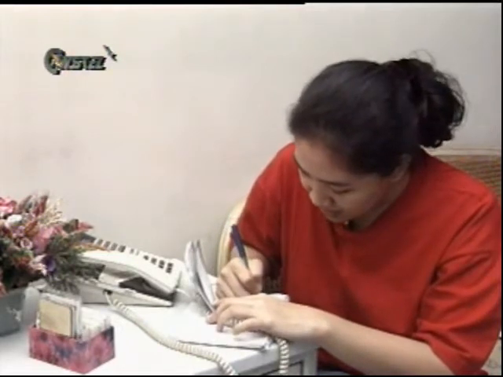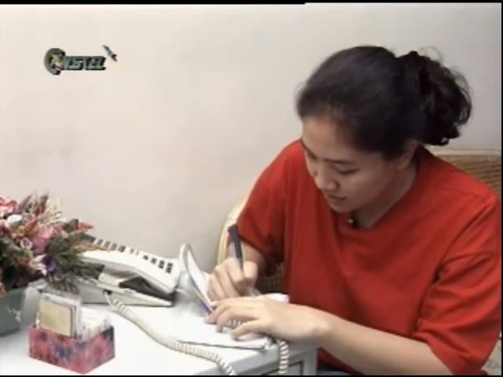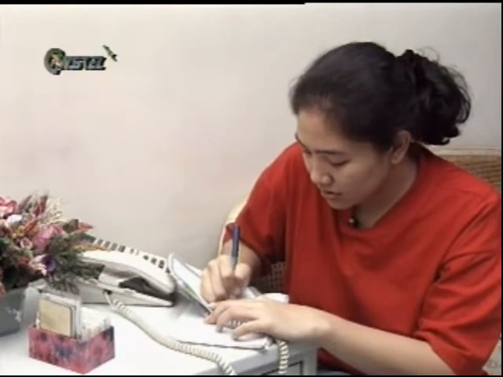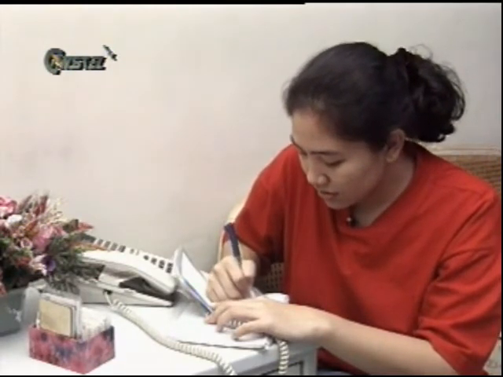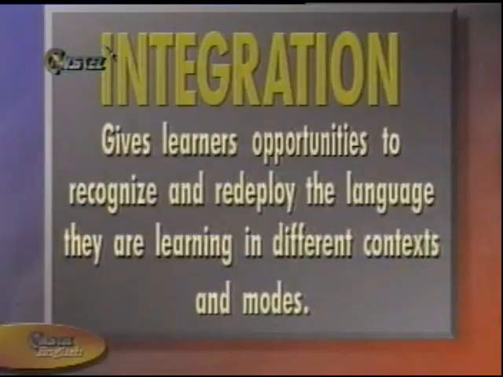A writes a card to C confirming travel plans and time of arrival. This time, writing was the focus. The integrated skills sequence you have just seen is now clear, isn't it? Let us continue discussing the advantages of skills integration.